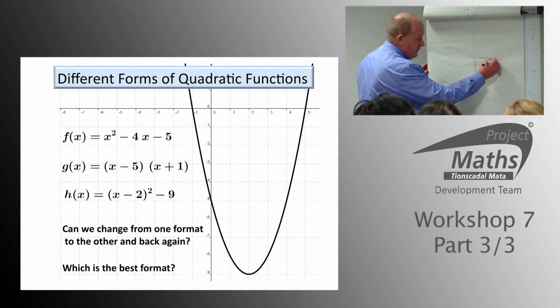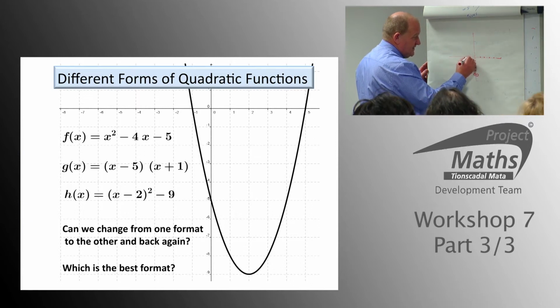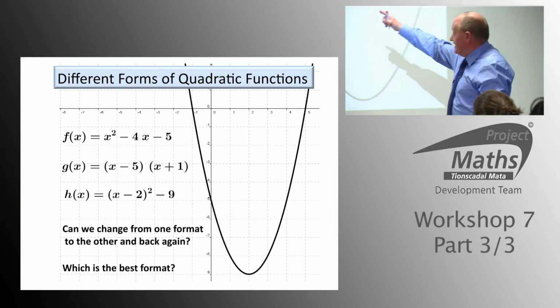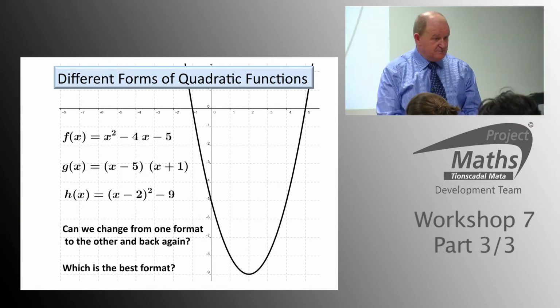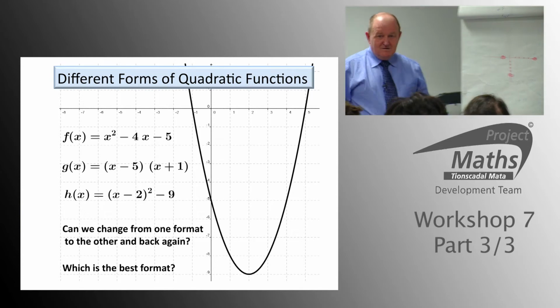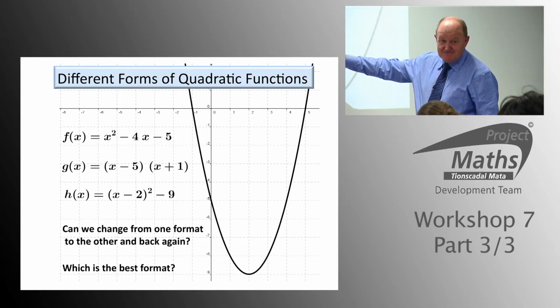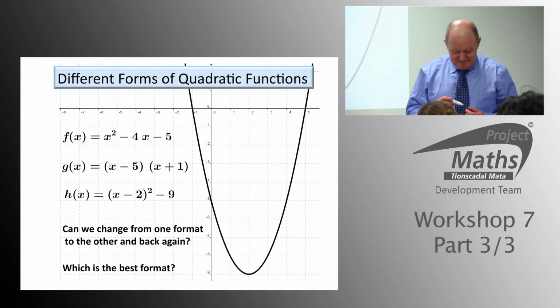1, 2, 3, 4, 5, and here's -1. You know, if you let that equal 0, you'll get x equals 5 and x equals -1. This format is brilliant, the last format. Absolutely brilliant.